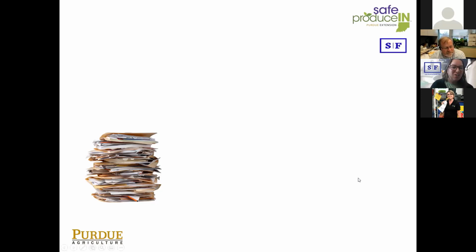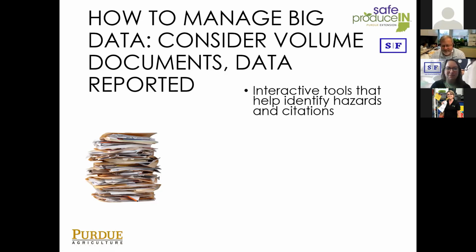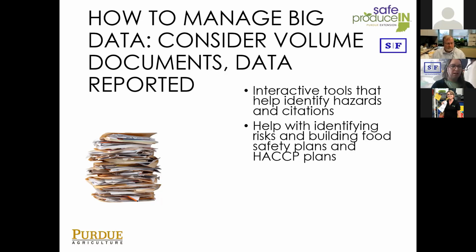You're very welcome. So, that kind of ties into exactly this question. I didn't pay Thomas for his plug here, but he basically put me right into this slide. So how to manage big data and consider the volume of data that you are managing, the data that you need to report. There are interactive tools that help identify hazards and citations and that sort of thing. So keeping you up to date, even the FDA has an FDA dashboard that helps you stay up to date with types of products and suppliers. Then there's help with identifying risks and building food safety plans and hazard plans. There are a lot of programs out there that do that now as well.